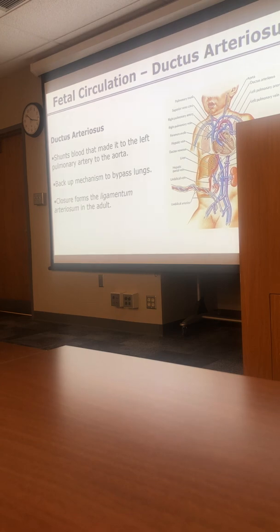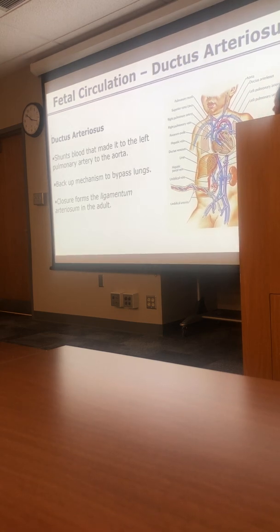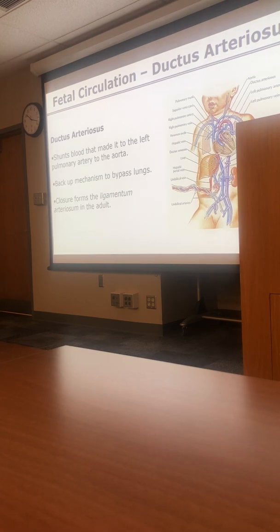This ends up closing, and so you end up with this little ligament after birth that is going to connect the pulmonary trunk or the left pulmonary artery to the aorta. So if you take a probe and try to slide it up the ascending aorta, you end up hitting this ligament. At this point, you can only go so far when you hit this ligament, which is the remnant of the ductus arteriosus.